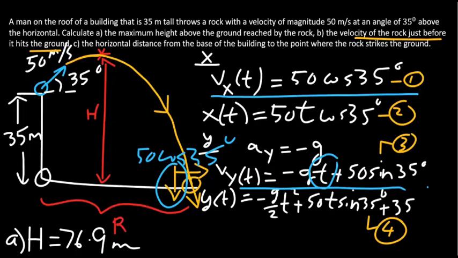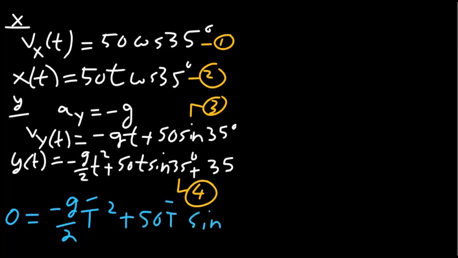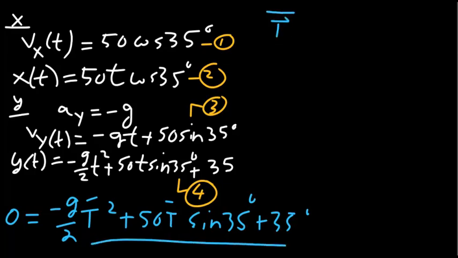To get the time of impact, we again make use of the y-coordinate equation, because at the point of impact, the y coordinate is 0. So the idea is setting the y coordinate to 0 and solving for the time. Let's call that time t bar: minus g over 2 t bar squared plus 50 t bar sine 35 degrees plus 35. This is a quadratic equation in t bar. Solving it gives the time of impact, and substituting that in the second or third equation gives the y component of the velocity at the impact point.